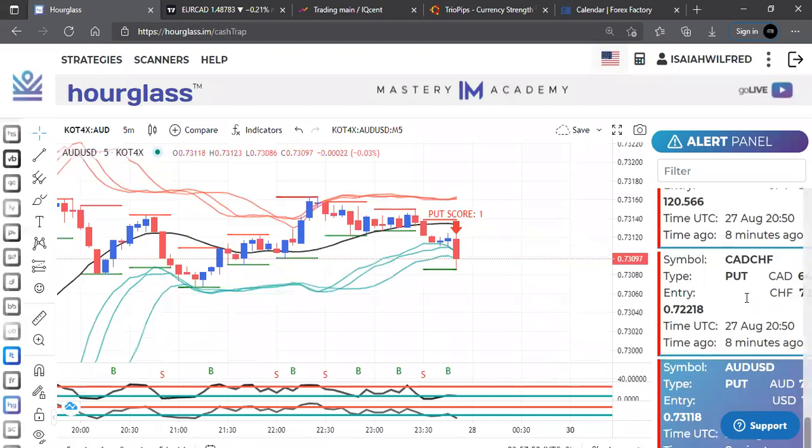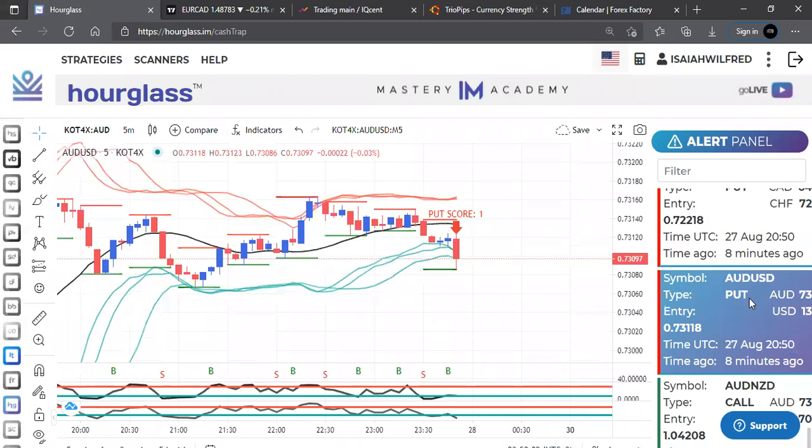Okay, so imagine we are looking for a buy. You all agree that AUD strength is 73 and USD is 13. So in this case, AUD is 73, USD is 13. We agree that AUD is going to pull the market upwards, right?